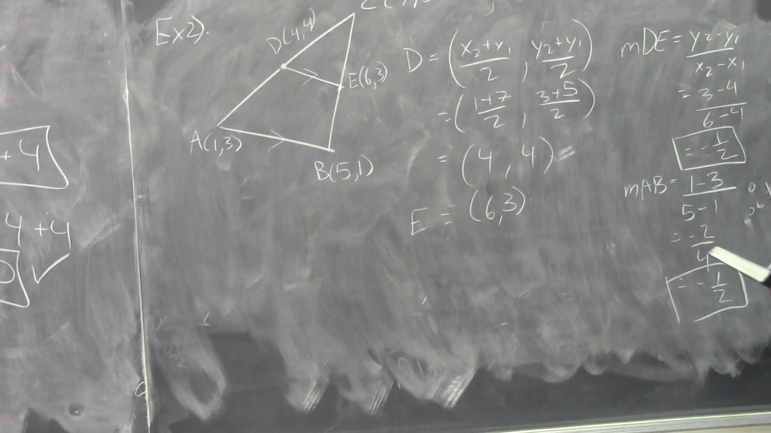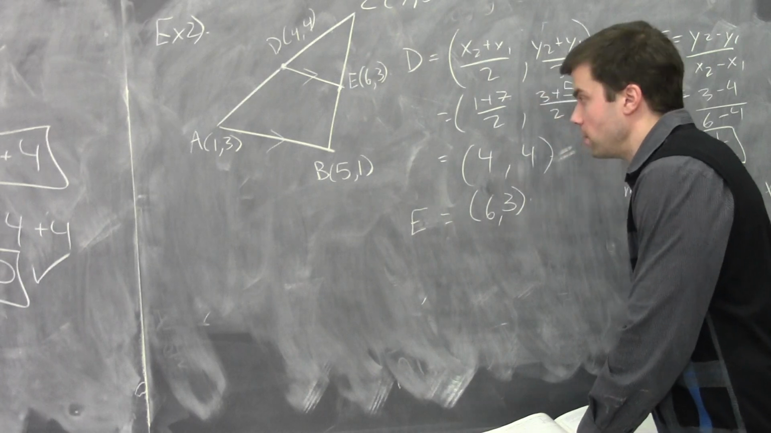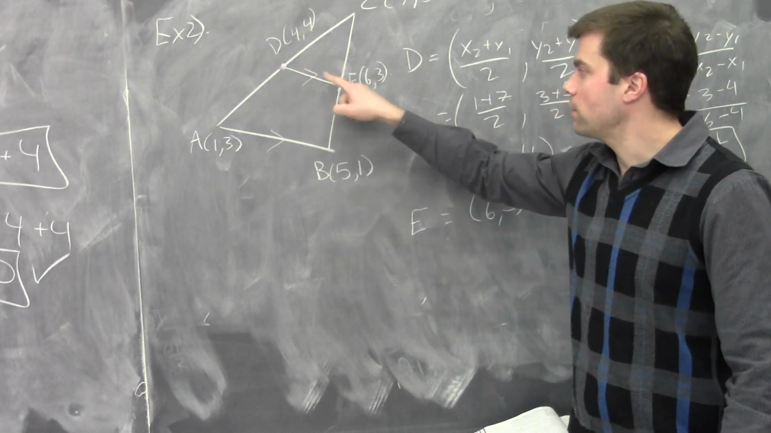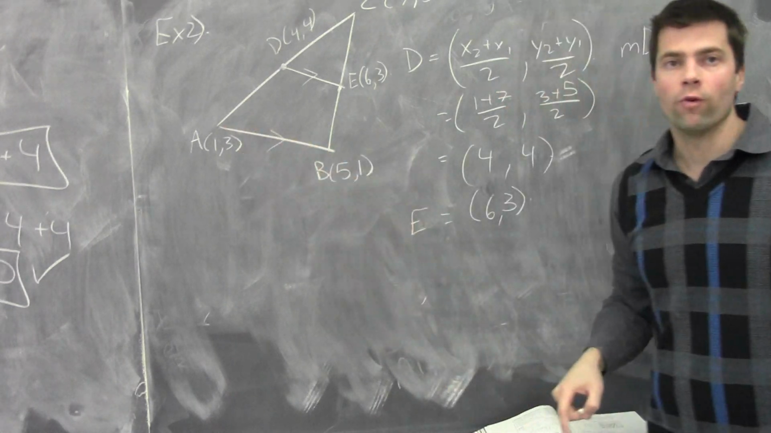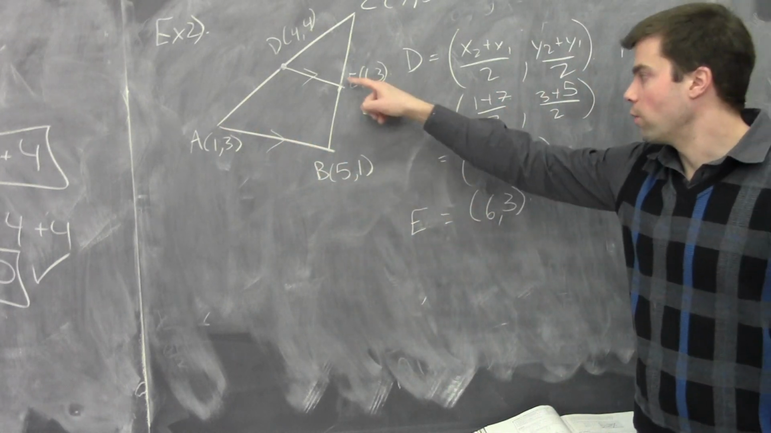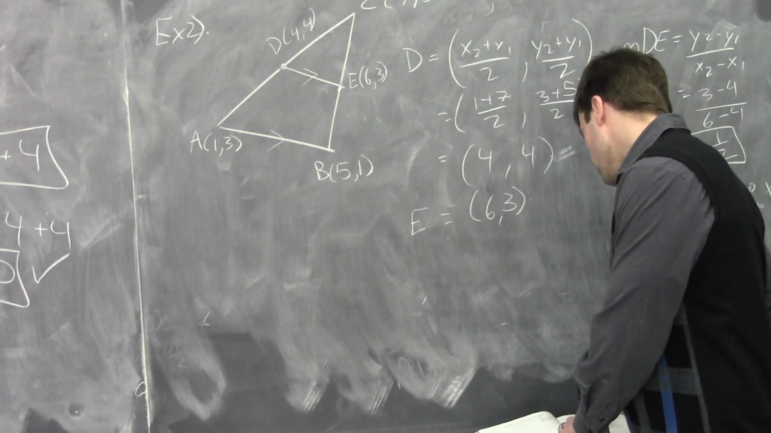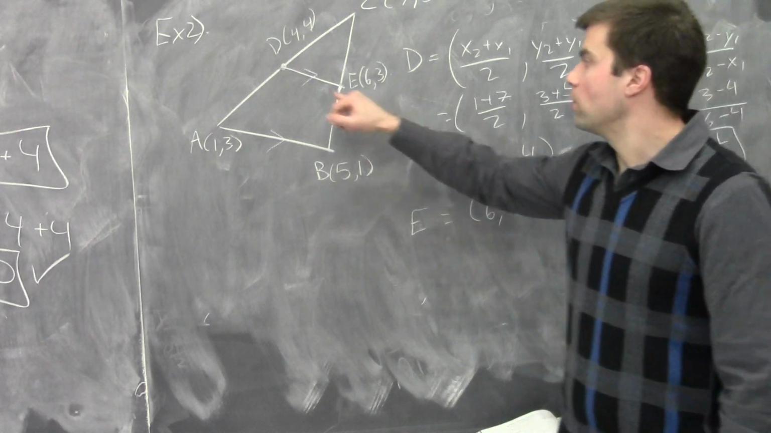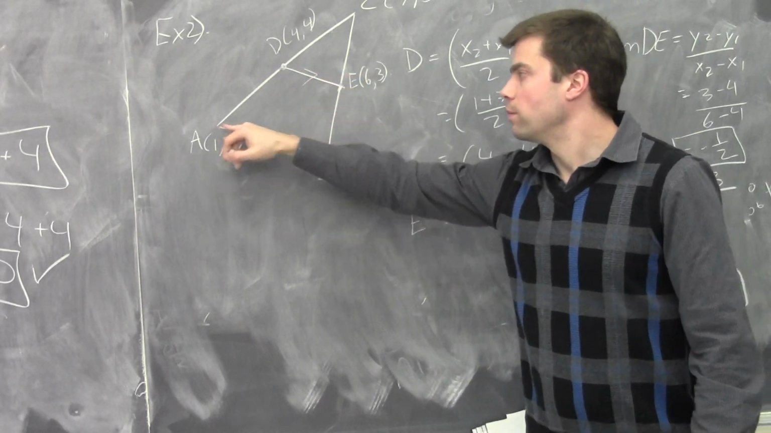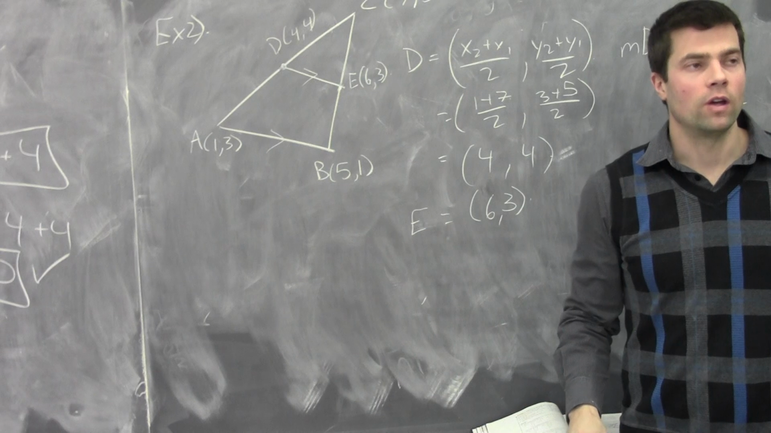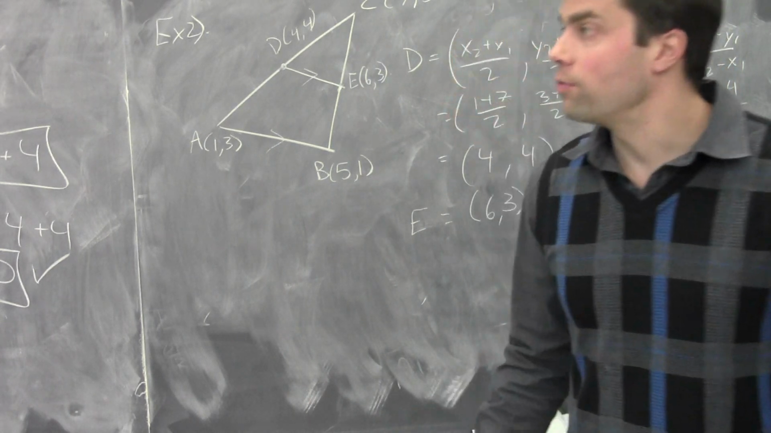Okay, the second one says verify that the line segment DE is half the length of the side AB. So we're going to check the length of this line segment and the length of this line segment using the length formula and verify that one is half that of the other. And that's the last part of it. So basically for any triangle, we know that the midpoints when connected are parallel to the opposing bottom side. Okay, any questions there? Okay, that's the end of 3.2.